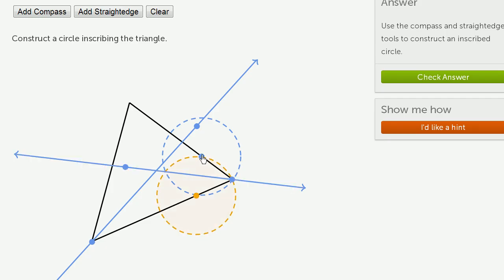Now let me get rid of one of these two circles. I don't need it anymore. And let me use this one to actually construct the circle inscribing the triangle. So I'm going to put it at the center right over there.